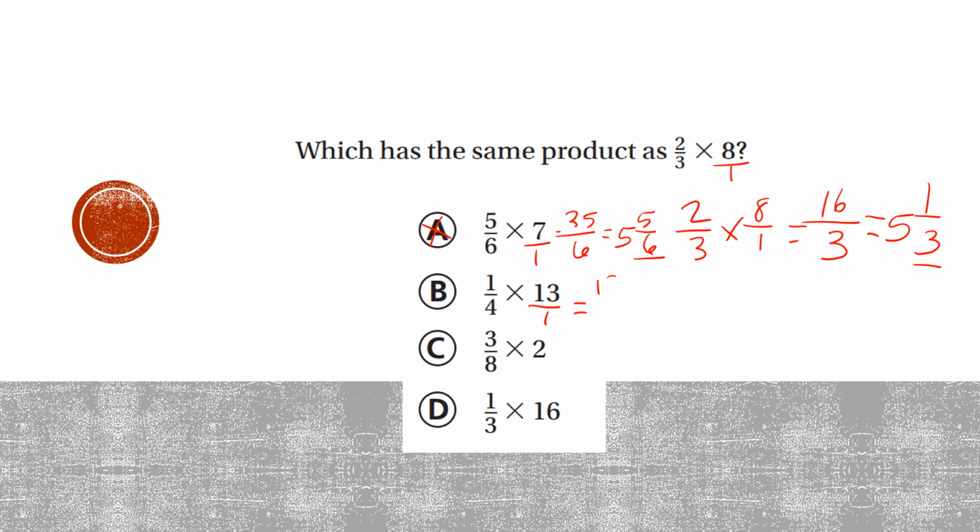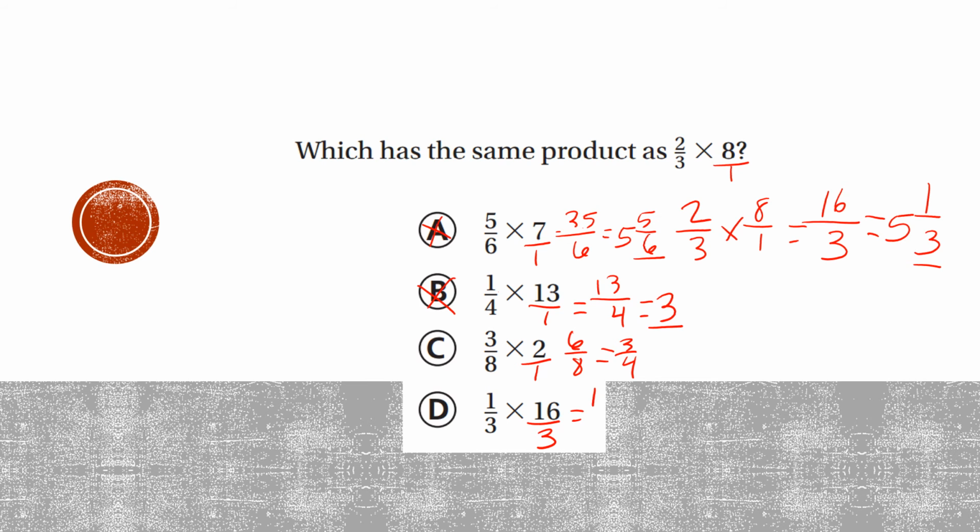B, 1 times 13 is 13. 4 times 1 is 4. 4 goes into 13 3 times. That's already not going to match. 3 times 2 is 6. 8 times 1 is 8. 6/8 is not going to give me a whole number because that is 3/4. So it must be D.